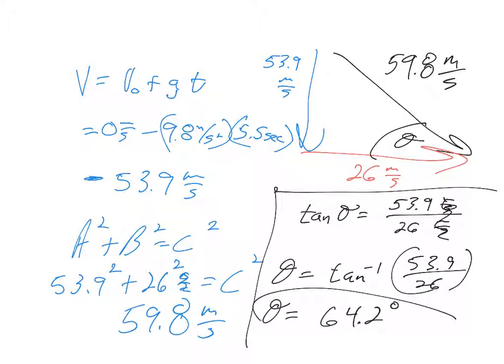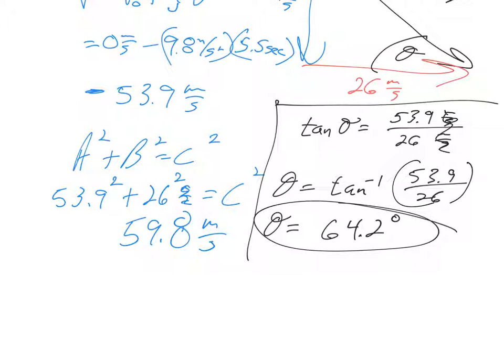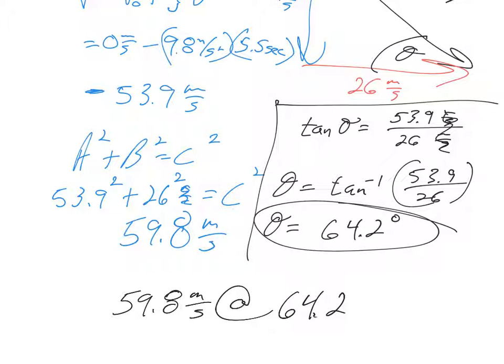64.2 degrees. So, when you give your answer, it should be something along the lines of, the velocity was 59.8 meters per second at an angle of 64.2 degrees to the horizontal. Woo woo, woo woo.